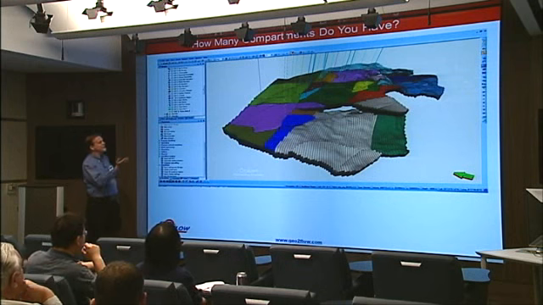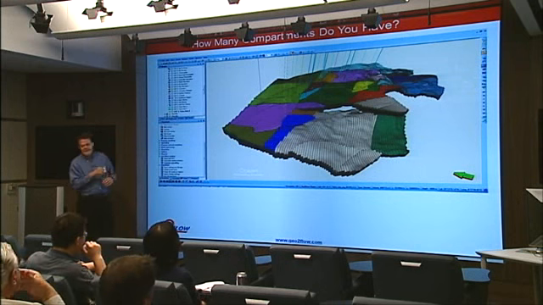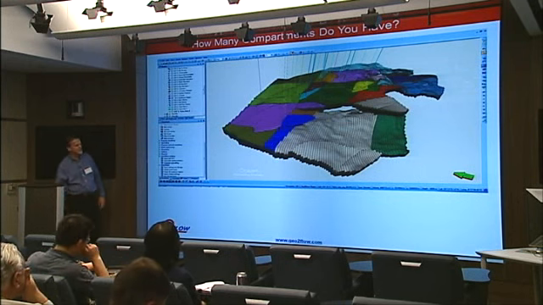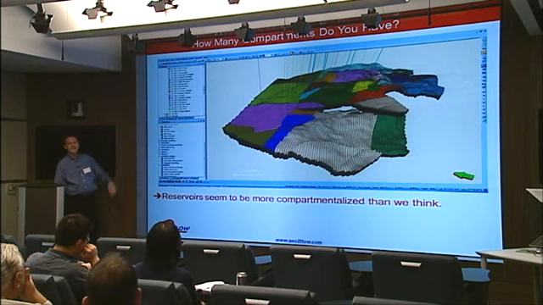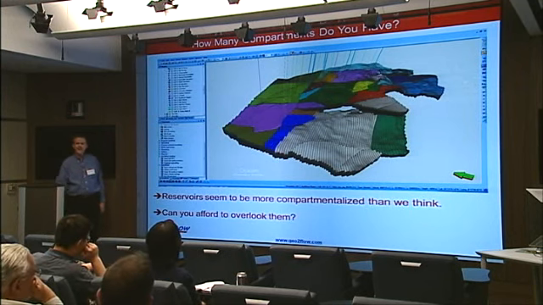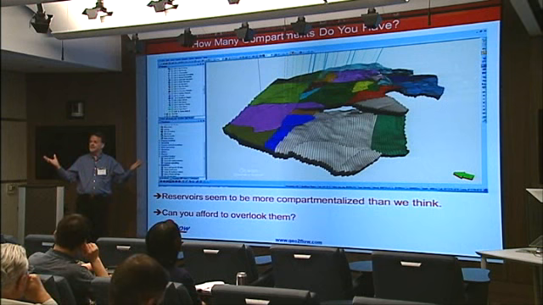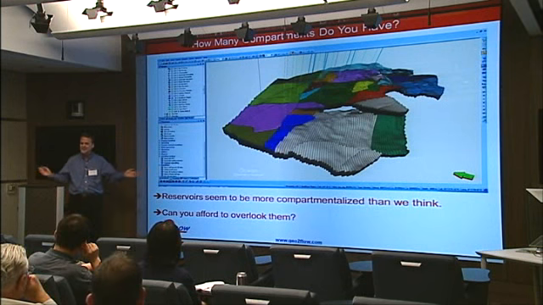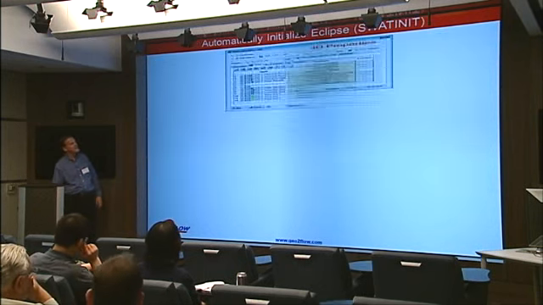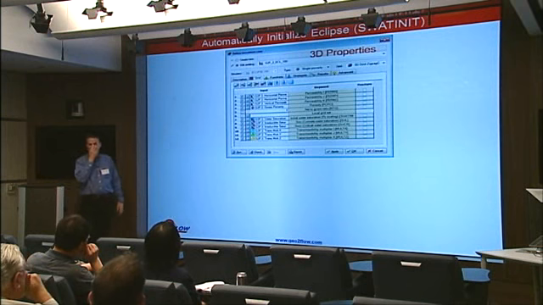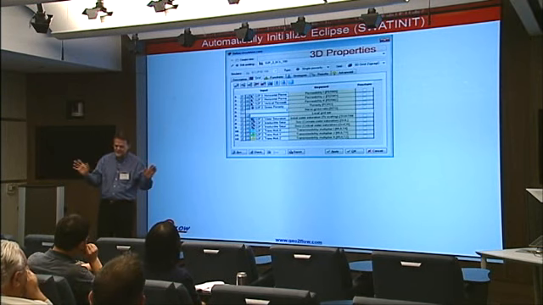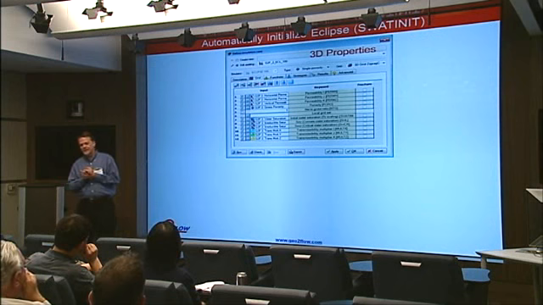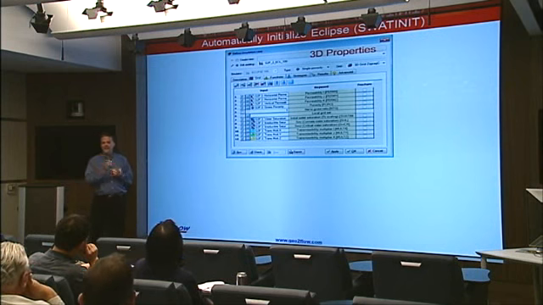Okay, compartments. Reservoirs are compartmentalized. In fact, they're oftentimes more compartmentalized than we think. And you have to ask yourself, why are you overlooking the compartments? They're out there, okay? So you need to be considering compartments. Okay, we have a very nice workflow here where we do all this work to get the saturations, perms correct, and then we'll take it right into Eclipse.